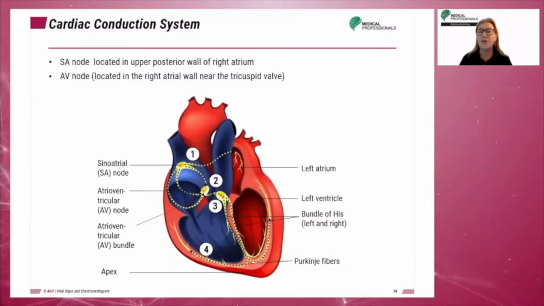The SA node is located in the upper posterior wall of the right atrium. The AV node is located in the right atrial wall near the tricuspid valve. The bundle of His runs down the center of the heart, and the Purkinje fibers run from the center down to the apex and then outwards.